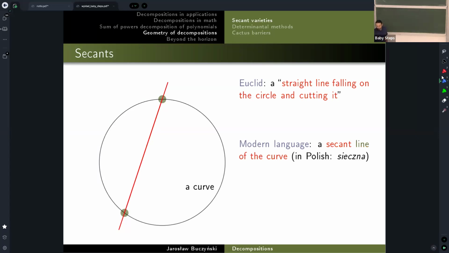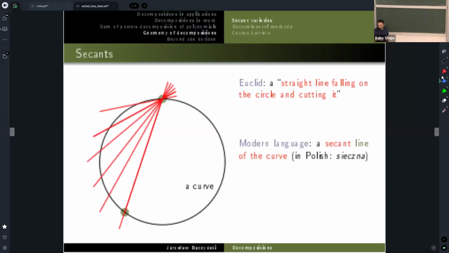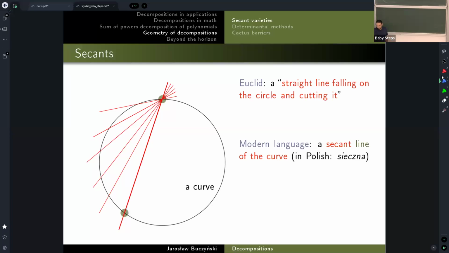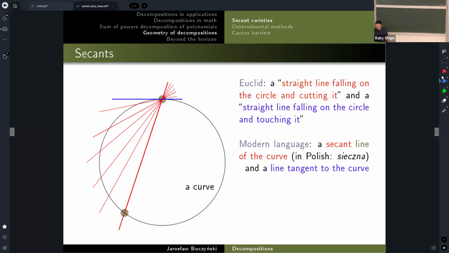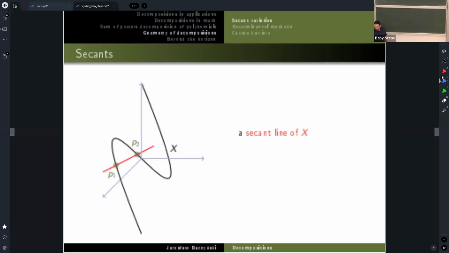But this is a plane circle, which is not so much a research topic. And there are, of course, many secant lines to a circle, and in the limit you get something that's now called a tangent line, and it also appears in Euclid's work, a straight line falling on the circle and touching it. So the tangent line is roughly the limit of secant lines, and that's fine.